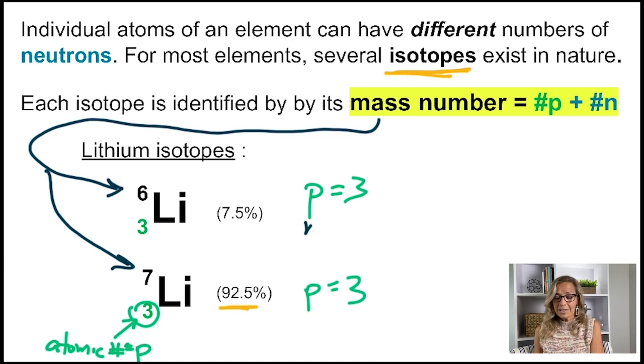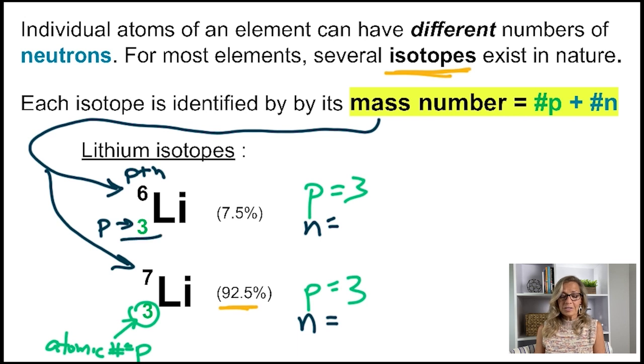Now, what about neutrons? Well, the total number of particles is 6. So this is protons plus neutrons, and this number is protons. So how do we get the number of neutrons? Well, just subtract away the number of protons. What do you get? I've got 3 neutrons here. 7 minus 3 is 4 neutrons here.